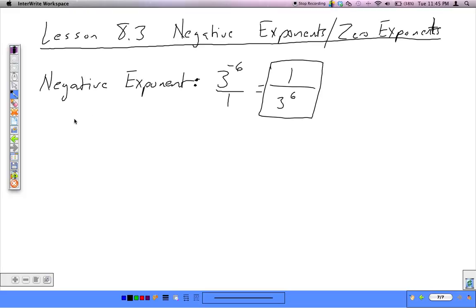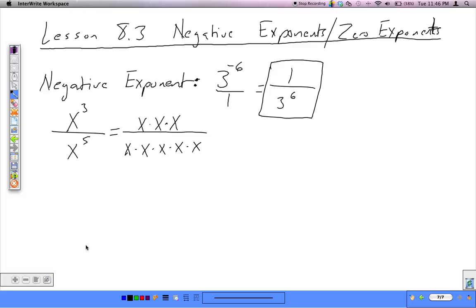Here's what's taking place. If I have x to the third over x to the fifth, we can agree that I have x's on top and I have some x's on bottom. The number of x's I have on top is just 3. It's x times x times x. The number of x's that I have on bottom are x times x times x times x times x.